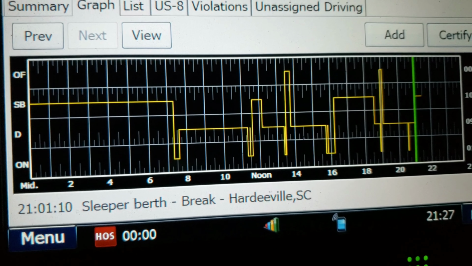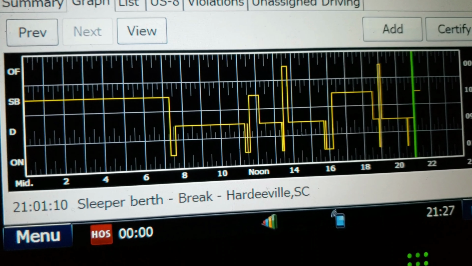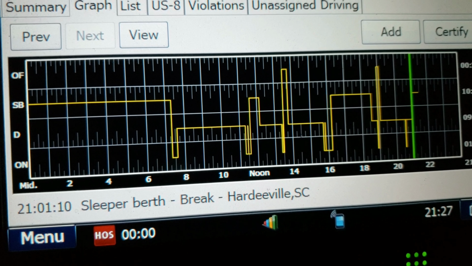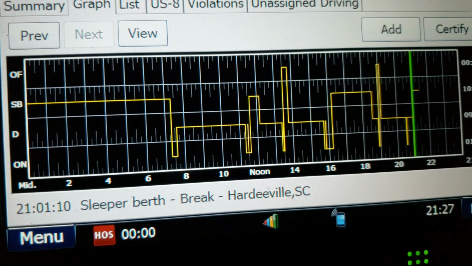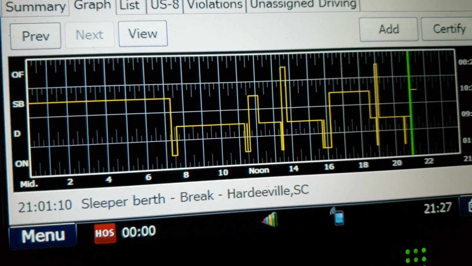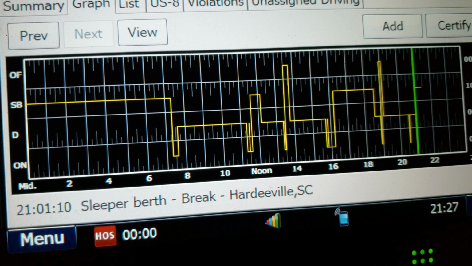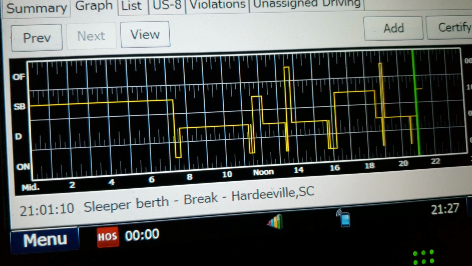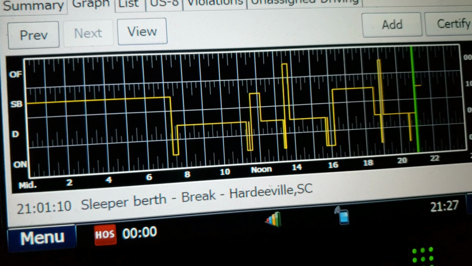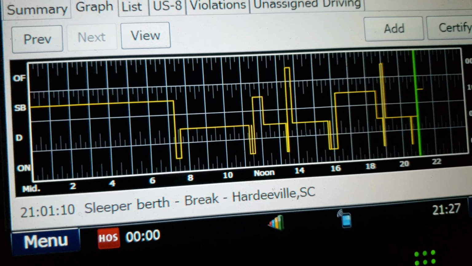And depends on what time that load deliver, I could just go ahead and take my 10-hour break instead of taking a 2-hour break, or take an 8-hour break. You don't have to take 8 and then take a 2. You could take 8 and then take another 8, and it'll still work the clock like that.